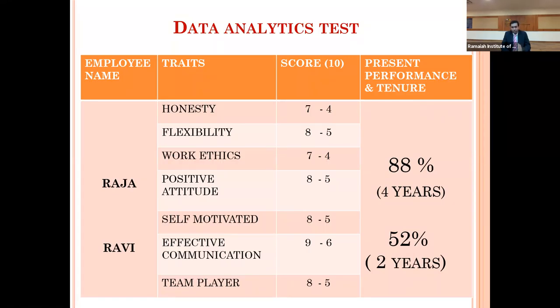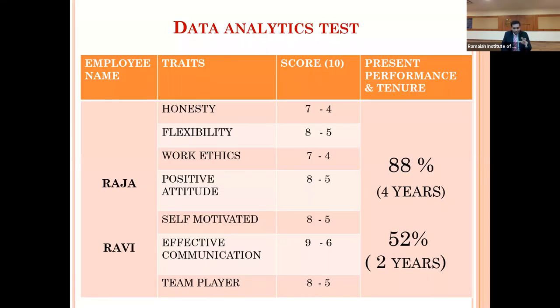So Raja scored well compared to Mr. Ravi. Now we will move to the present performance and tenure. After 4 years, both got selected in 2015, and in 2019 we are looking at the present performance and tenure. Mr. Raja has contributed 88% to the organization, and he has been sticking with the organization for the last 4 years, from 2015 to 2019. What about Mr. Ravi? Mr. Ravi left the organization in 2017, and in those 2 years since he joined, he contributed only 52%. So what is the interpretation from this data?